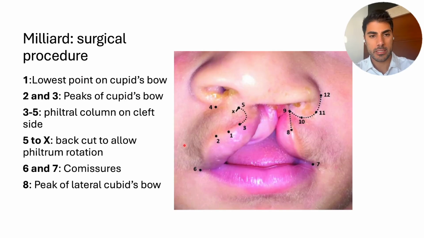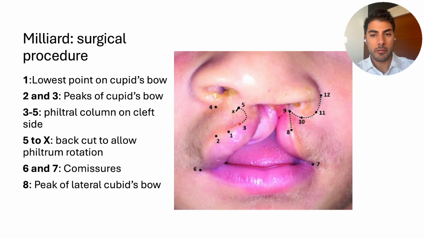So I'll quickly describe the surgical procedure of Millard. So first we identify the bottom point, the lowest point on the Cupid's bow, which is above the tubercle. This is the central tubercle, as you can see. And we have an obvious point, which is the non-cleft Cupid's bow peak that we can identify visually. We mark it as 2. Then we measure this length. We project it on the other side to have the Cupid's bow on the other side.